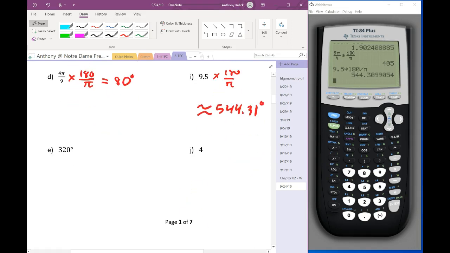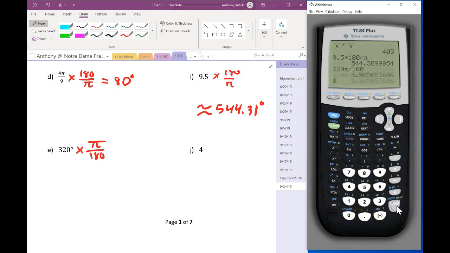A couple more here that I missed. So 320, I know the degree sign, so to get it to radians, I'll do pi over 180. So 320 pi divided by 180 is going to be 5.59 approximately.